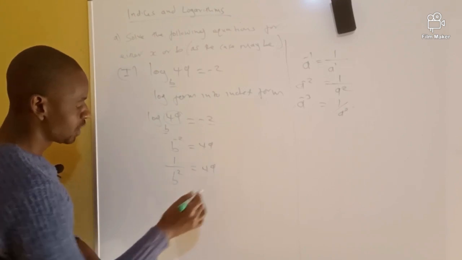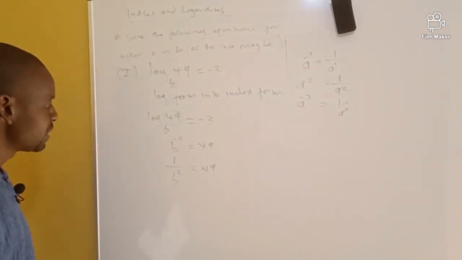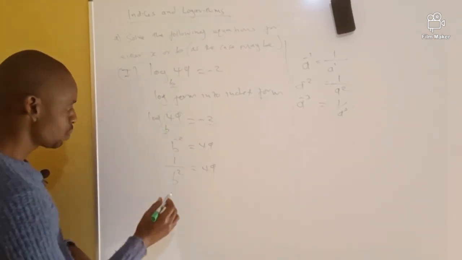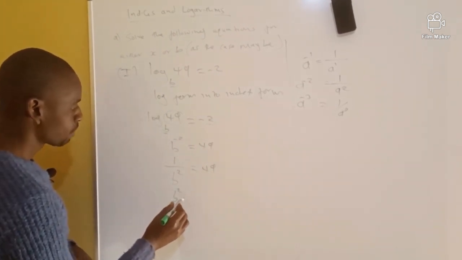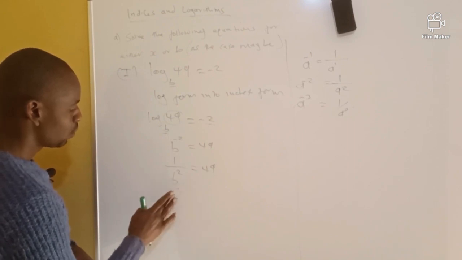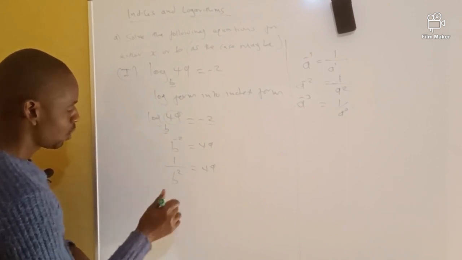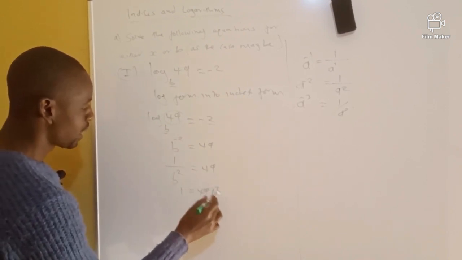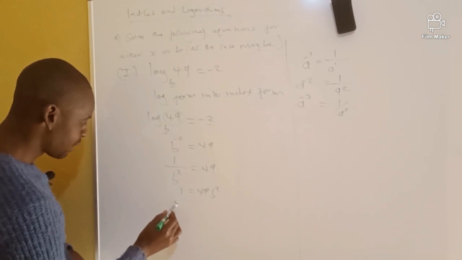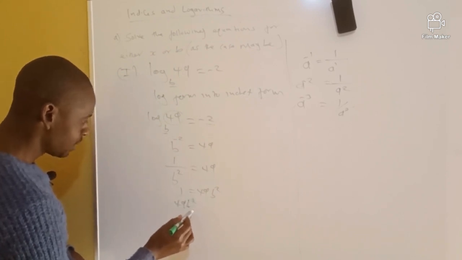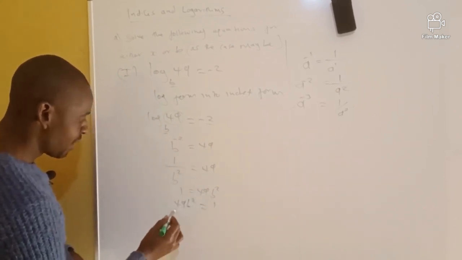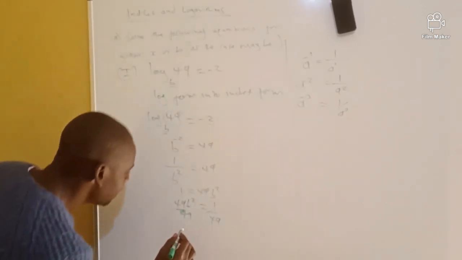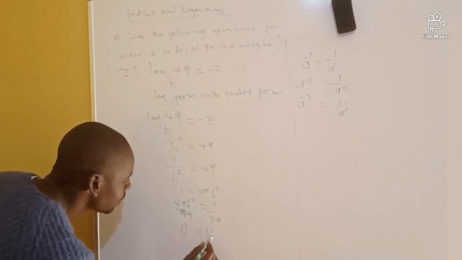So multiply both sides by b squared, so that we shall have 1 is equal to 49 b squared. So this is like 49 b squared is equal to 1. Divide by 49. Then b squared is equal to 1 over 49.